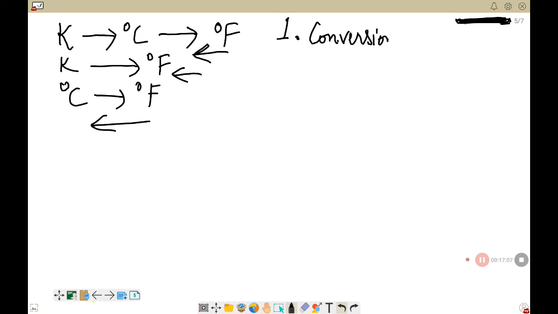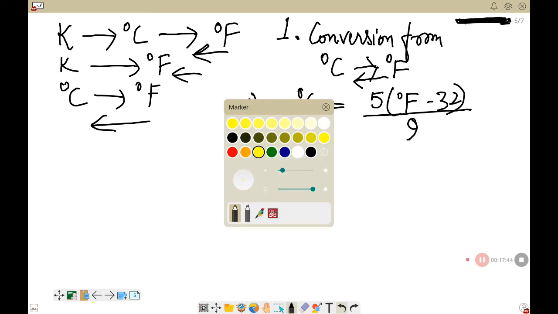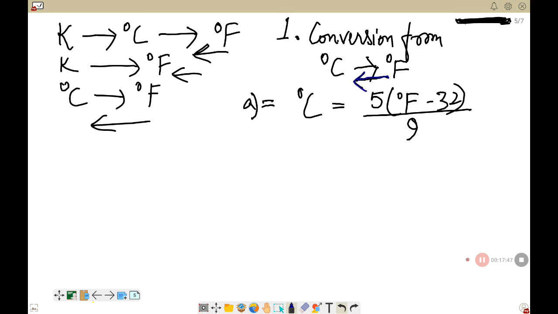Conversion from degree Celsius to degree Fahrenheit. Understand? Number A formula is degree Celsius equals 5 into degree Fahrenheit minus 32, divided by 9. So this is the formula to convert Fahrenheit into degree Celsius. So I am giving you both the formulas, both the formulas from degree Fahrenheit to degree Celsius.